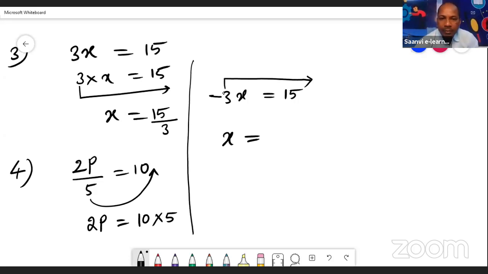So I am writing like this, 15 plus 3. When this minus 3 is sent this side, it becomes plus 3. Okay. X is equal to 15 plus 3. I sent this minus 3 this side, and I have written the equation x is equal to 15 plus 3. Okay. Is it right or wrong?